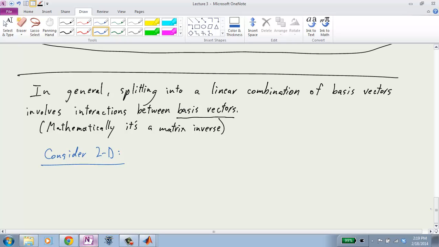If you have a continuous time signal, well, now you have an even larger dimension of vector, and it may be a little bit abstract to think of that as a vector, but the math works out just like it does for vectors. So let's think about a 2-dimensional situation.